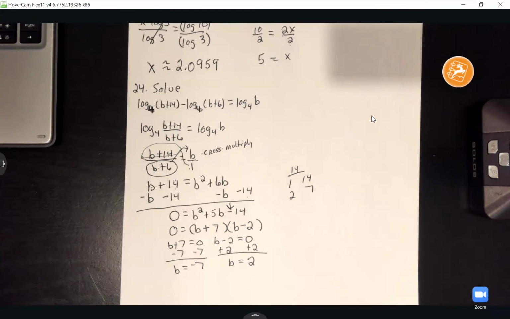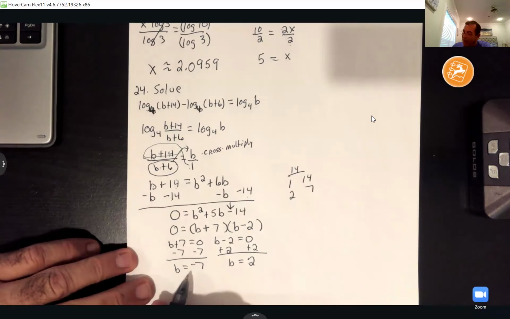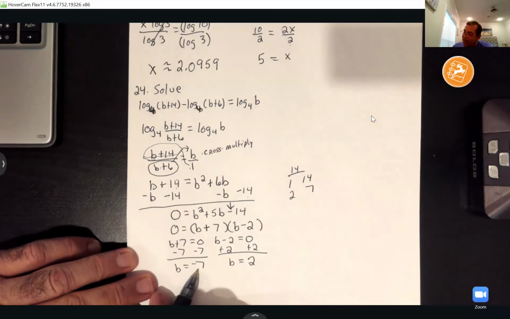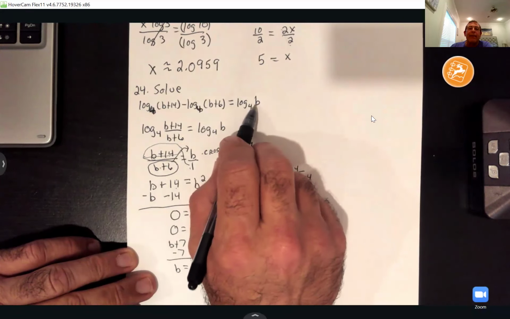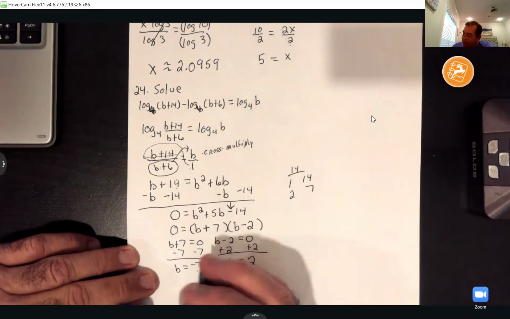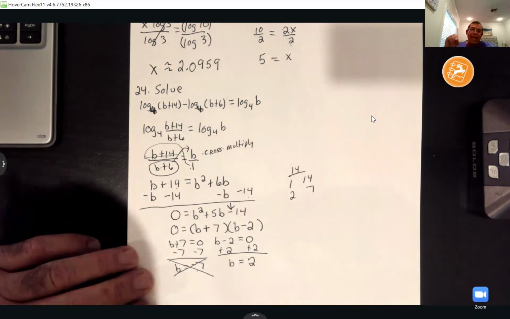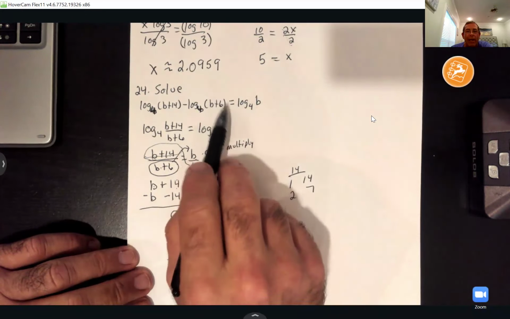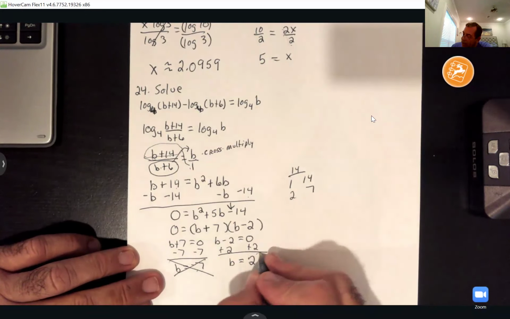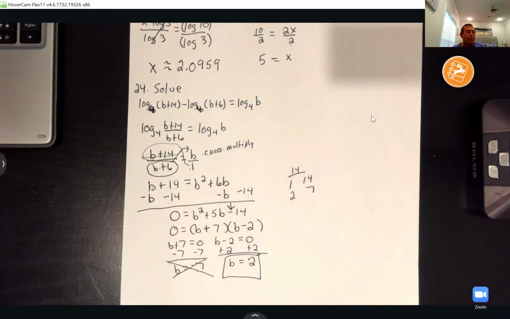Is it a 2? It is a 2. Because remember, if I put that -7 in here for these B's, I can't take the log of a negative number, so you gotta cancel the negative answers on the log equations, okay? So y'all, the only answer is B equals 2.